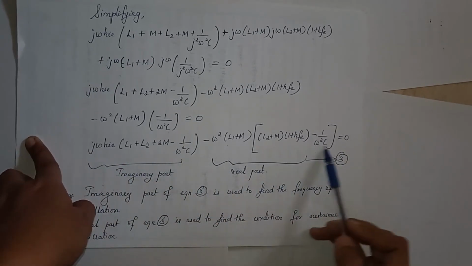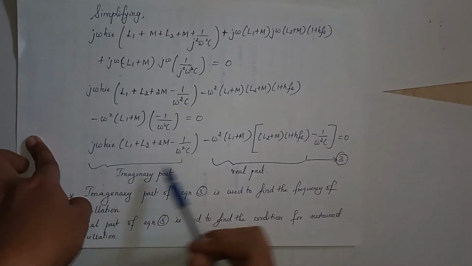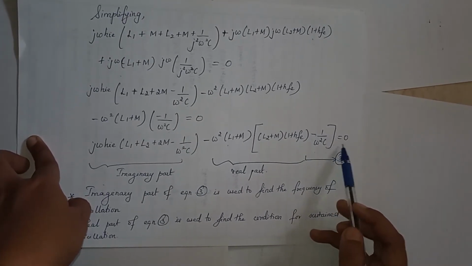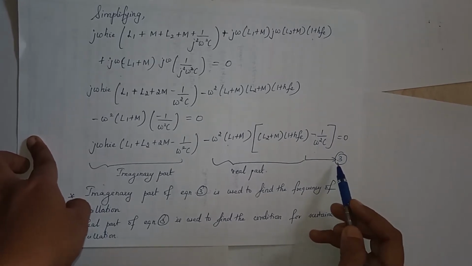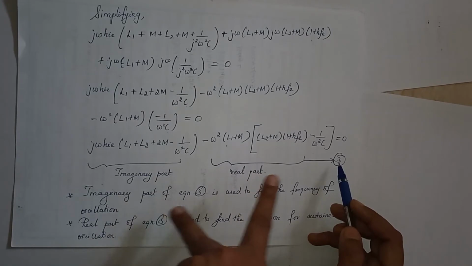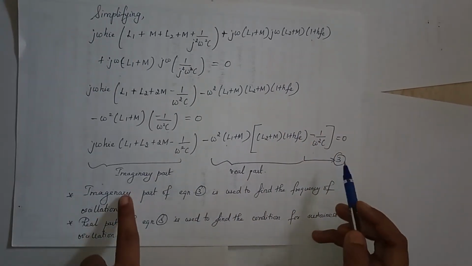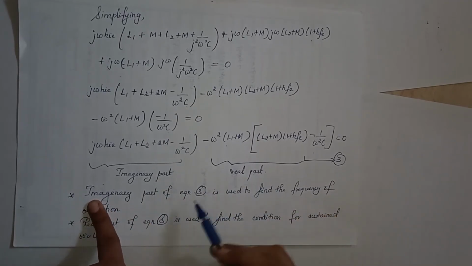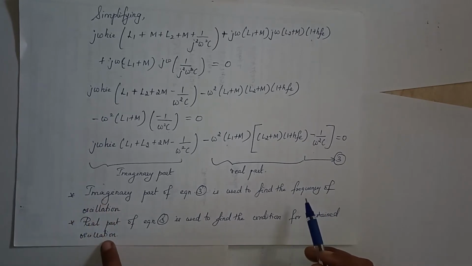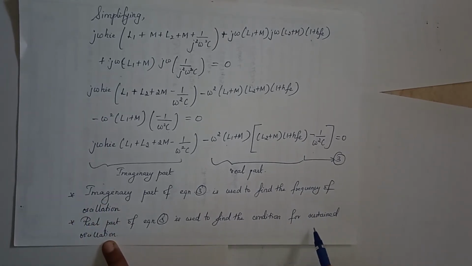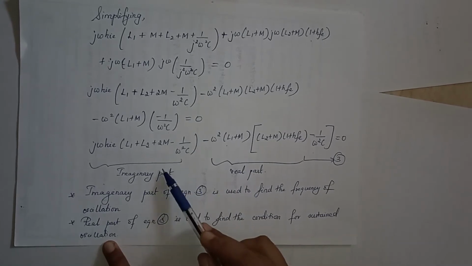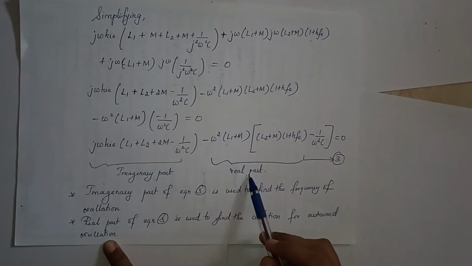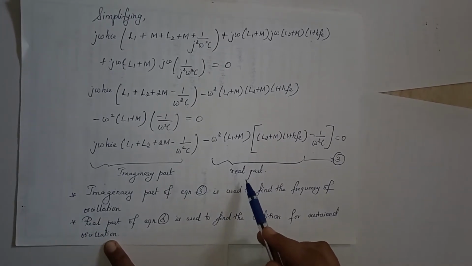Now this is the main equation, and from this equation I'll be able to find the frequency of oscillation of the Hartley oscillator and the condition for sustained oscillation. To find these two, you have to take this equation and separate it into two parts: the imaginary part and the real part. Using the imaginary part, you can find the frequency of oscillation, and using the real part, you can find the condition for sustained oscillation.